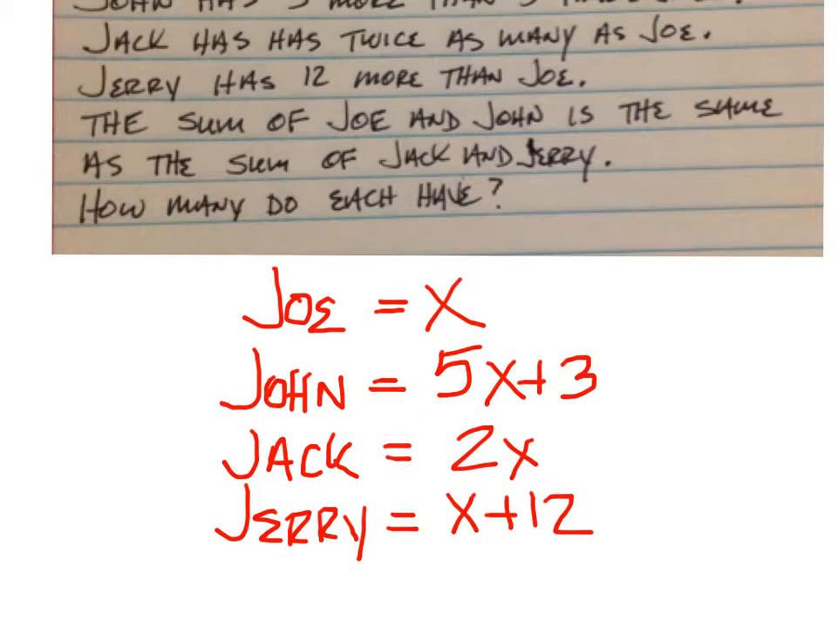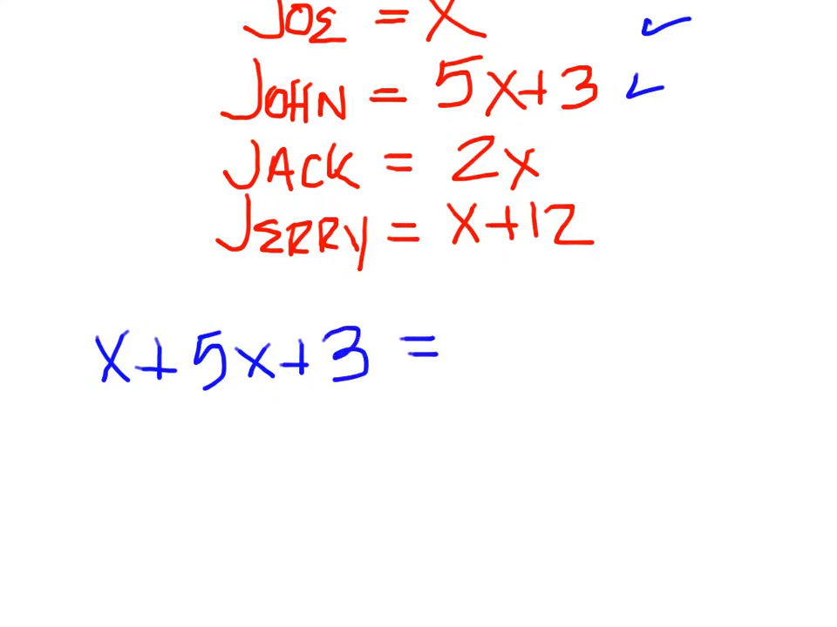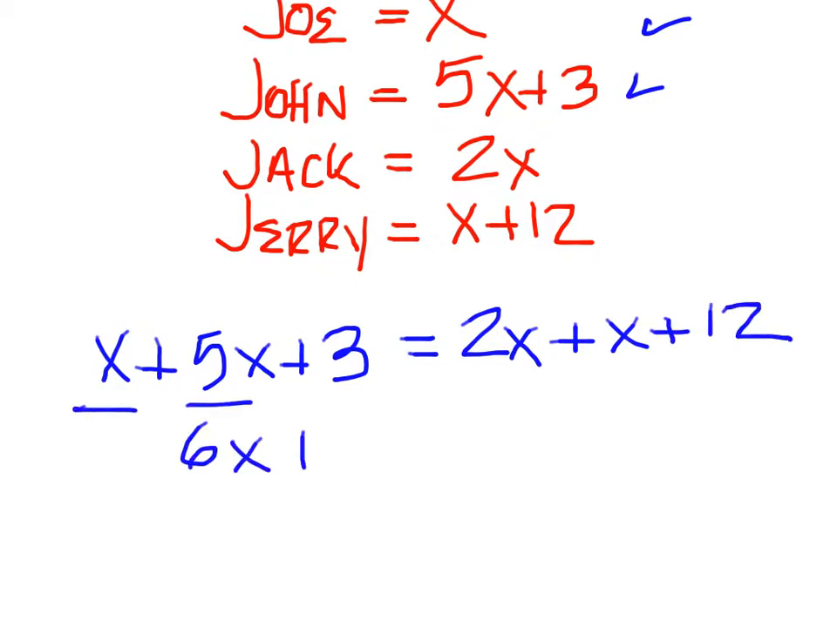The sum of Joe and John is the same as the sum of Jack and Jerry. So Joe and John are here and here. That's x plus 5x plus 3 equals the sum of the other two, which is 2x plus x plus 12. On the left, you have x plus 5x, which is 6x. On the right, 2x plus x is 3x.